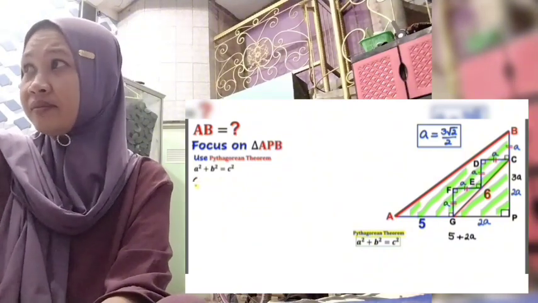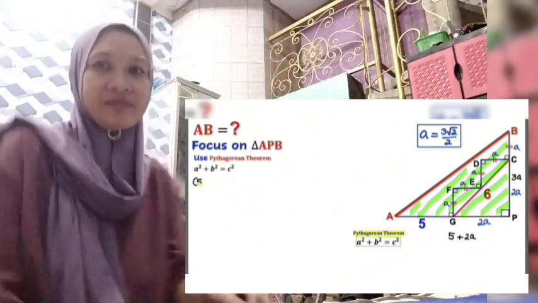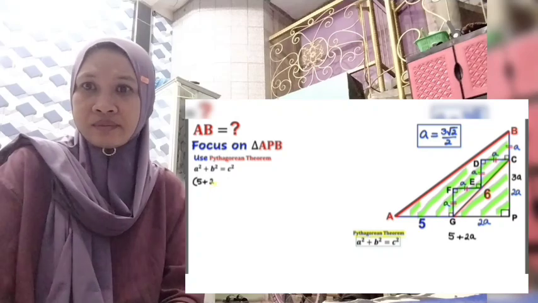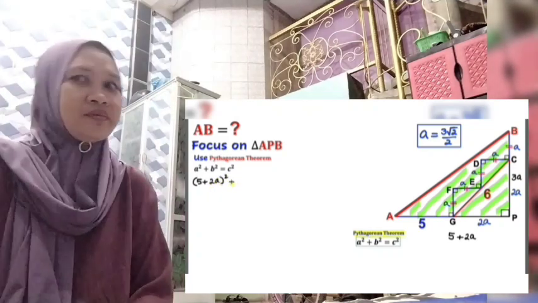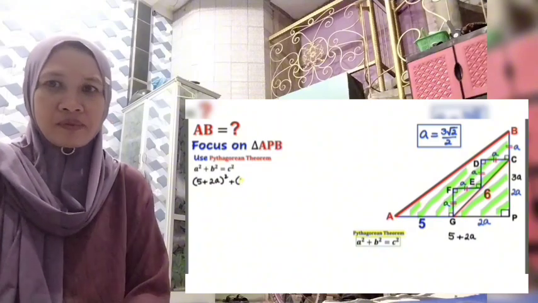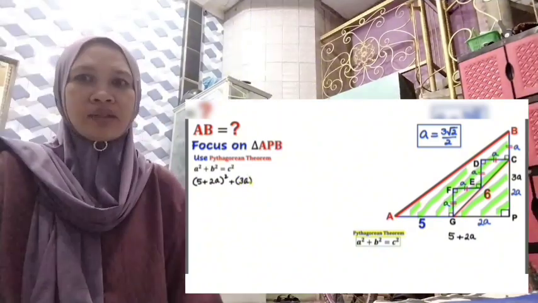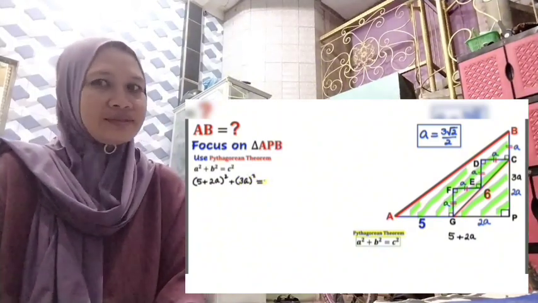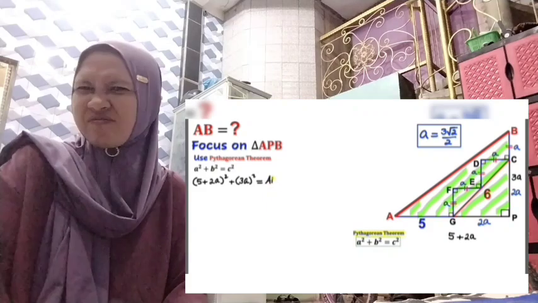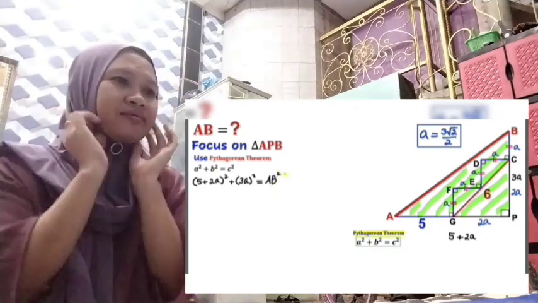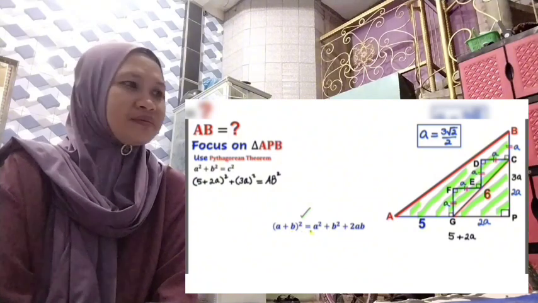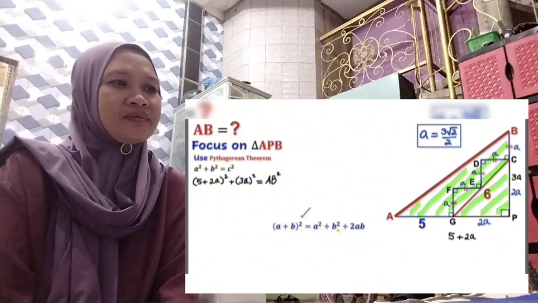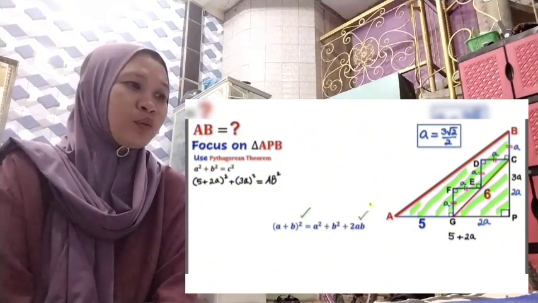So our one side is (5 plus 2a) whole square, plus our other side is (3a) whole square, equal to our hypotenuse AB square. And now let's recall this famous identity: (a plus b) whole square can be written as a square plus b square plus 2ab.